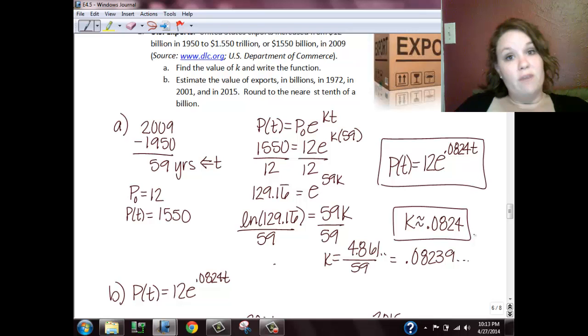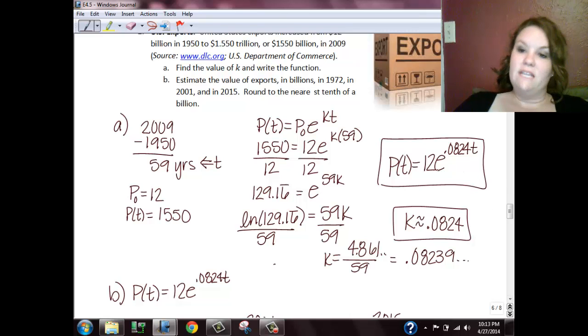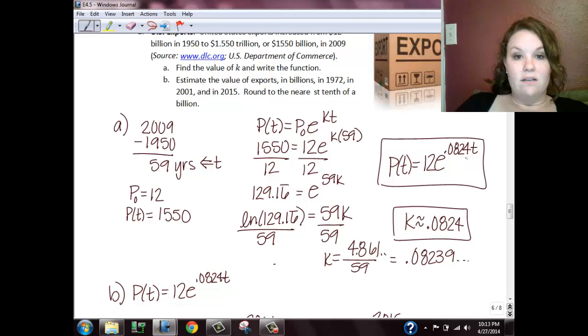So I write my growth function again, but this time putting in my specific initial amount and the growth rate specific to this problem. So it looks like P of t is equal to 12e to the 0.0824t. So now I have my function. Now they're going to have me do something with it. So this function represents the amount of money, or our value of exports, based on the year. So they're either going to give us the value and we have to figure out what year that happened in, or they're going to give us the year and we figure out the value earned in that year.